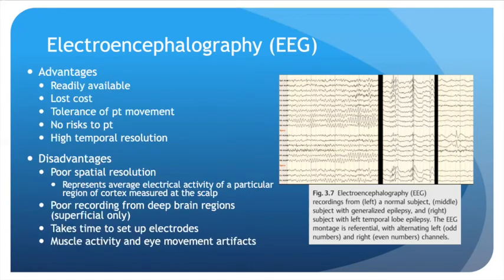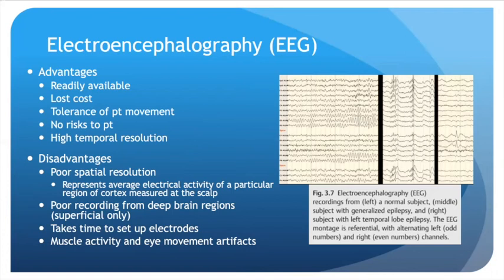So advantages of EEG: it's readily available, there's a low cost, it has a pretty good tolerance of patient movement to a certain extent, no risks to the patient, and high temporal resolution. The disadvantage is primarily that there's poor spatial resolution. So it represents an average electrical activity of a particular region of the cortex measured at the scalp. So you're not able to get really fine, precise detail regarding the activation of the superficial regions of the brain. It's kind of an average of a certain region.